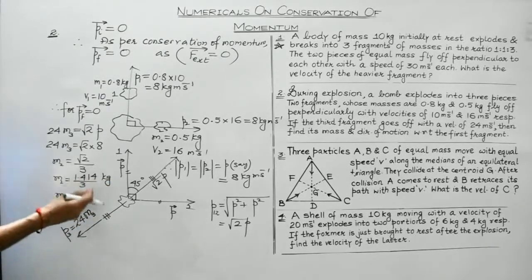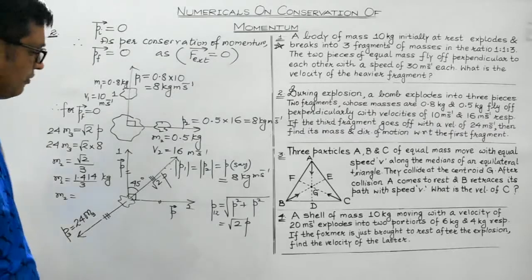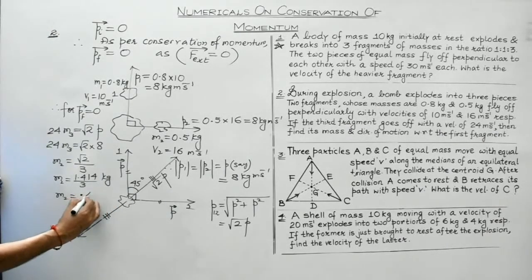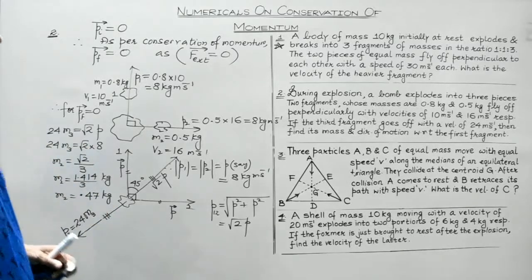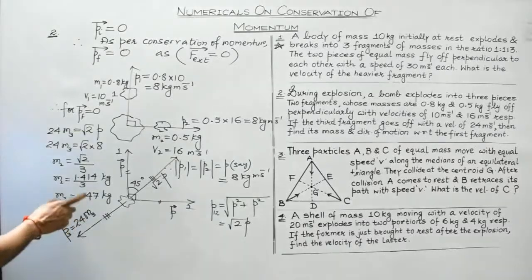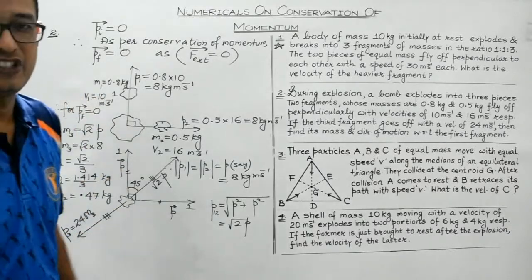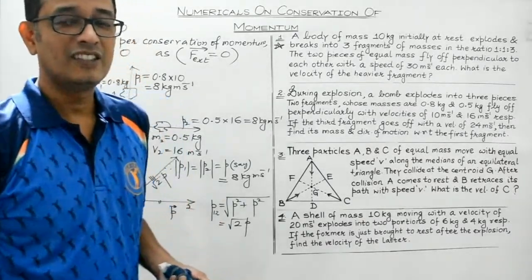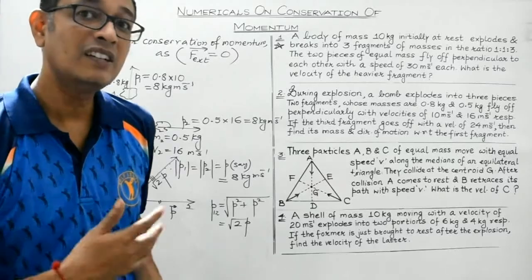M3 would be somewhat less than 0.5. So it is about 0.47 kg. So the mass of the third fragment must be about 0.47 kg. It is only then the final momentum of the system will be 0.